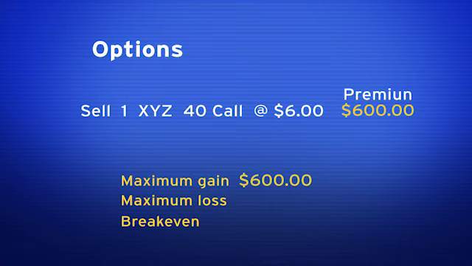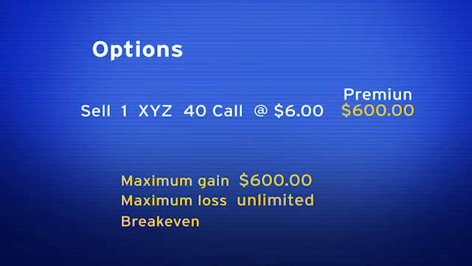The worst thing that could happen to me is this option is exercised. I have to sell 100 shares at $40 per share. I don't own the stock. I would have to go in the marketplace and acquire the stock. In theory, at what price would I have to acquire the stock? Don't know. Could be any price. So my maximum loss potential is unlimited.